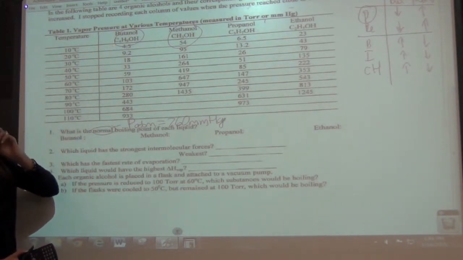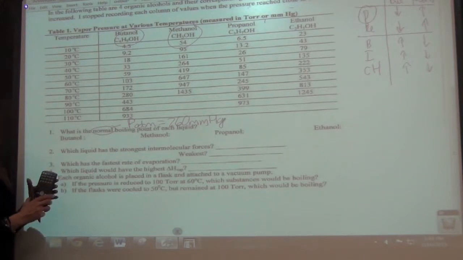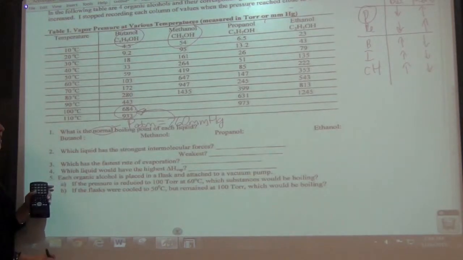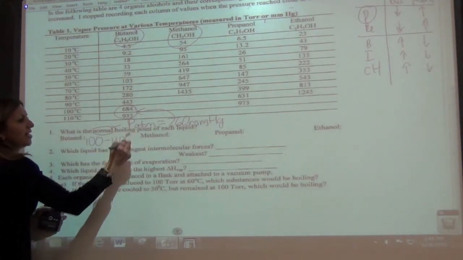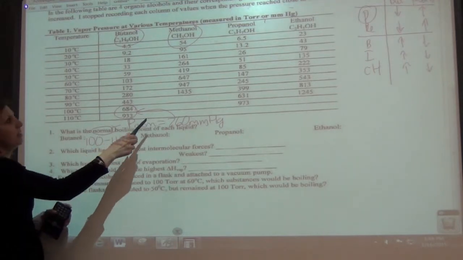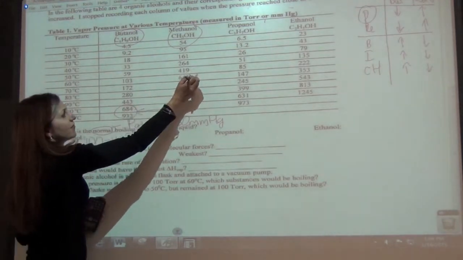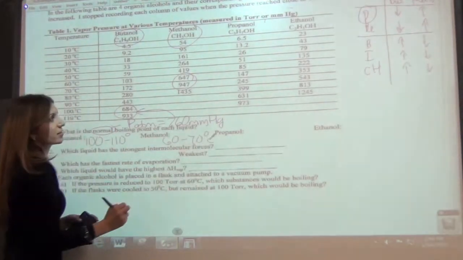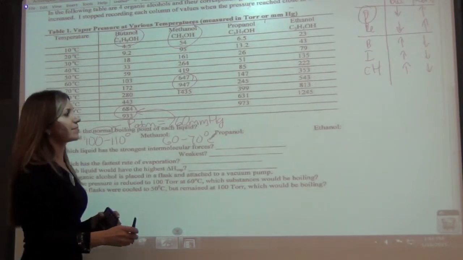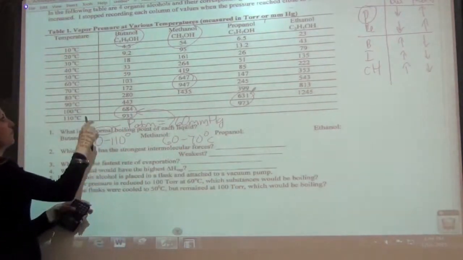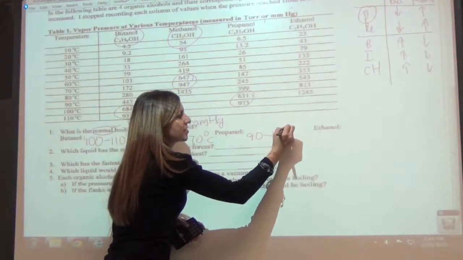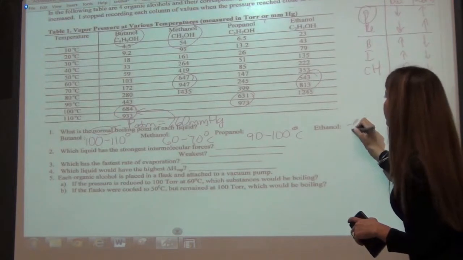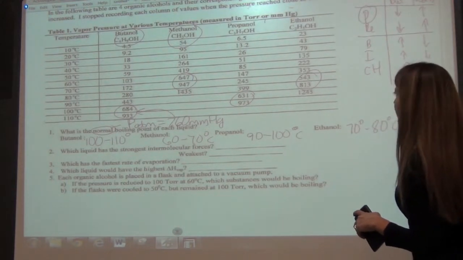Between what two temperatures will butanol be boiling? 100 and 110. Perfect, because 760 would fall right in there. So that would be between 100 and 110 degrees. What about methanol? Where would that fall? Good, there's 760 right between there. So that's between 60 and 70 degrees Celsius. What about propanol? Yep, right there. 760 would fall there, so between 90 and 100 degrees Celsius. And what about ethanol? 70 and 80. And again, that's where 760 would fall.